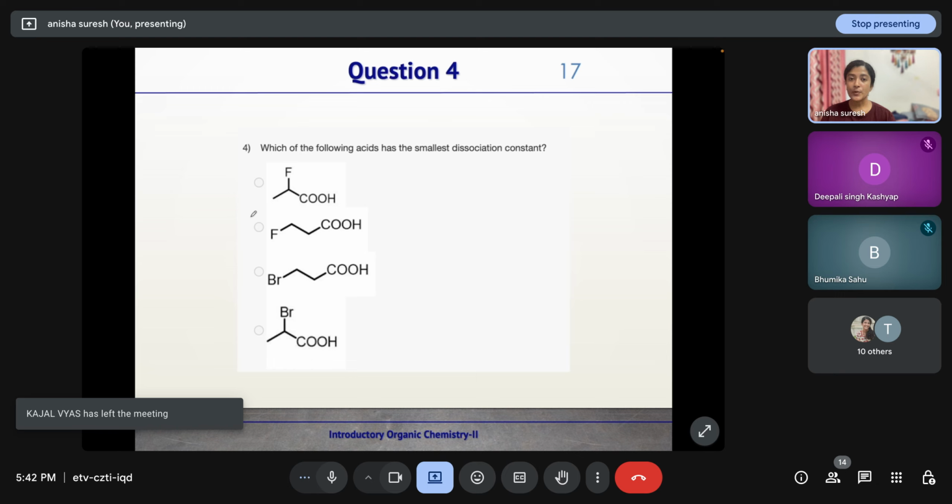Now coming to question number 4. Which of the following acids has the smallest dissociation constant? So they are asking for the Ka value, where it is coming least.